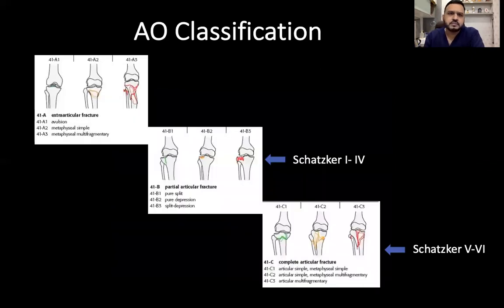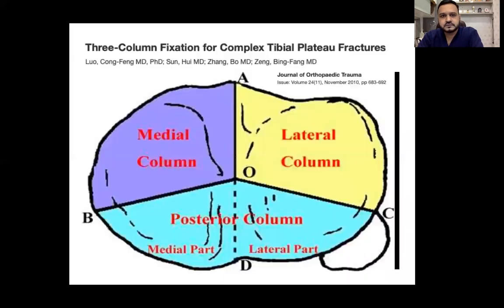AO has also described these fractures, like everyone else. The type A are extra-articular fractures, type B are partial articular fractures, which correspond to Schatzker 1 and 4. Type C are complete articular fractures, which are type 5 and type 6 of the Schatzker classification.